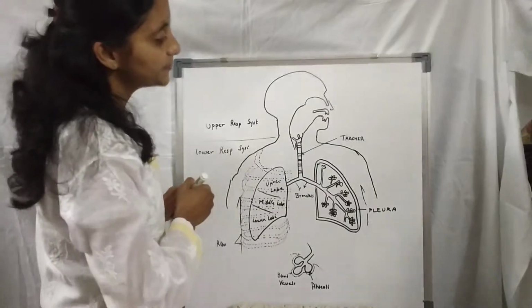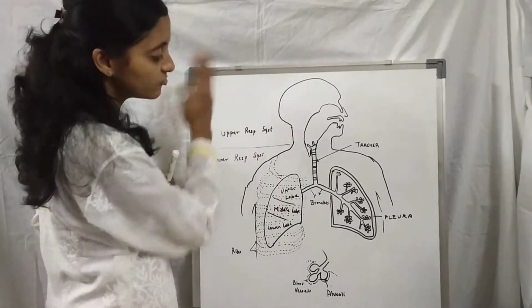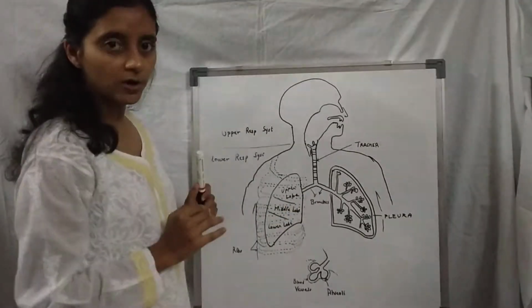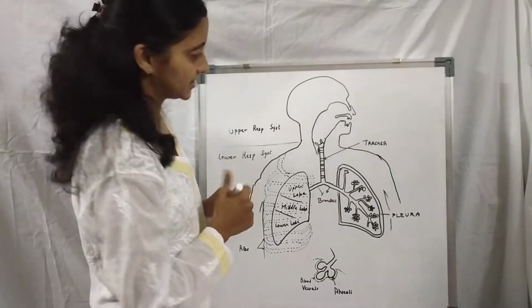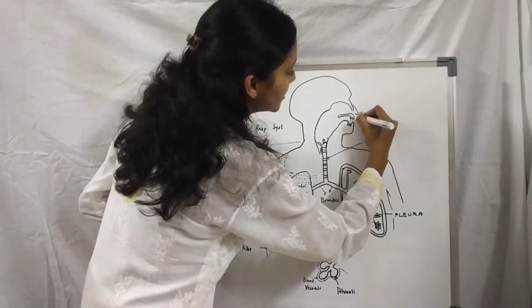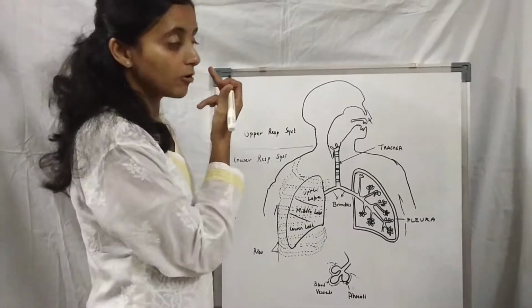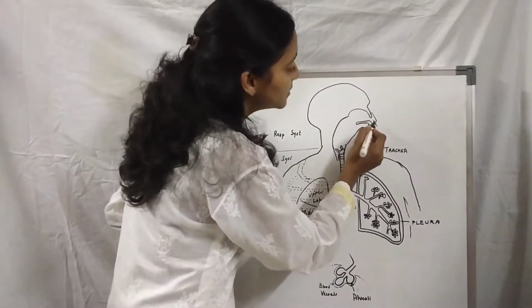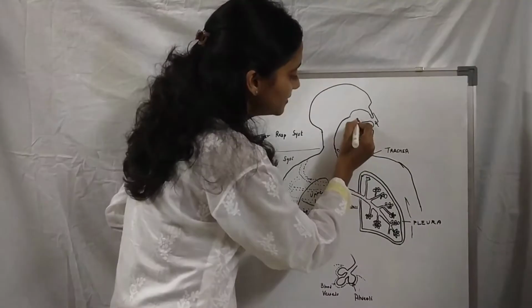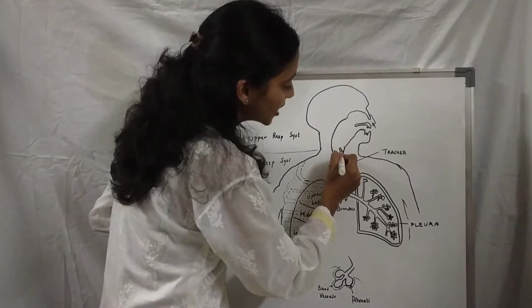Our respiratory system is divided into two parts: the upper respiratory system and the lower respiratory system. The respiratory system starts from the nose. So we breathe air in from the nose. The nasal orifices are part of your upper respiratory system. From here the air goes down inside and into the trachea.